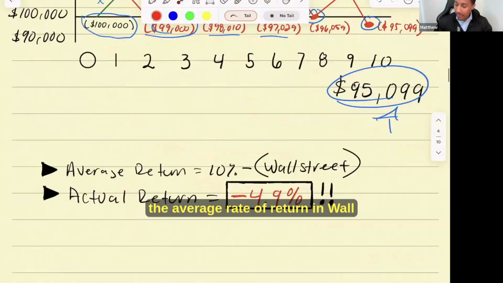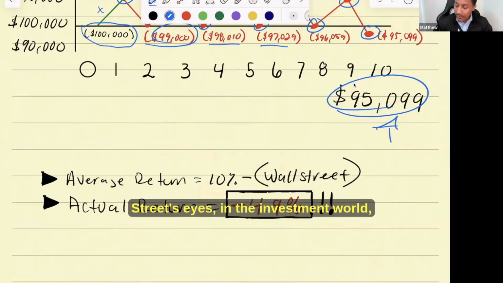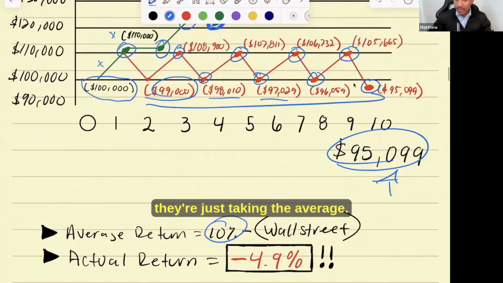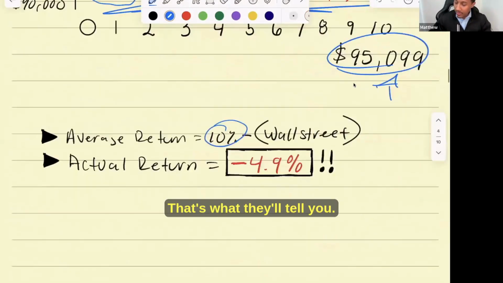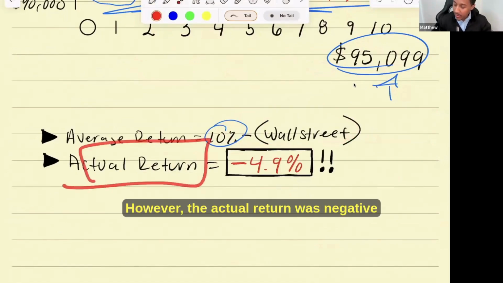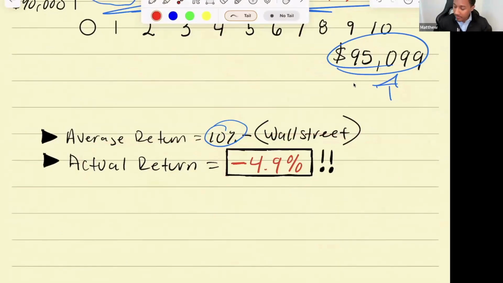Okay. Now, the average rate of return in Wall Street's eyes in the investment world is they'll tell you that you've earned 10% because they're just taking the average. That's what they'll tell you, that 10% was your rate of return. However, the actual return was negative 5%. That's the real math.